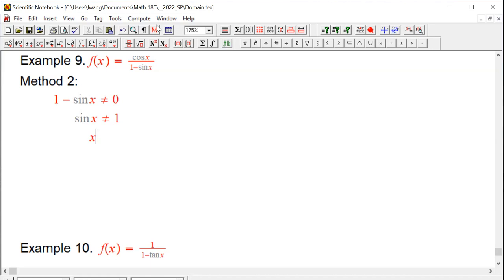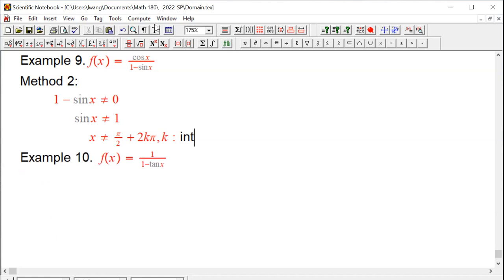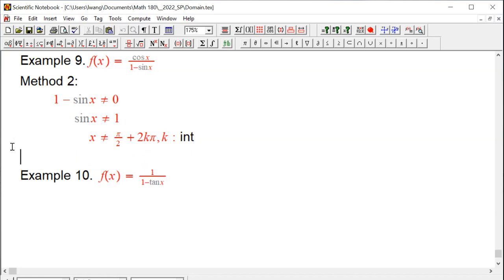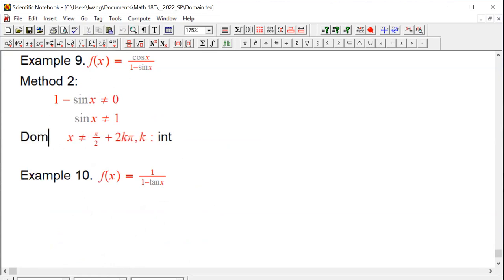So you still get the same answer, right? x not equal to pi over 2 plus 2k pi, where k is an integer. So these are the two different setups. To me, either way is okay. You just have to be aware. And in this case, your domain is right there. You don't have to make a special line to write the opposite of it. So your domain is already here, so you just have a little less to write.